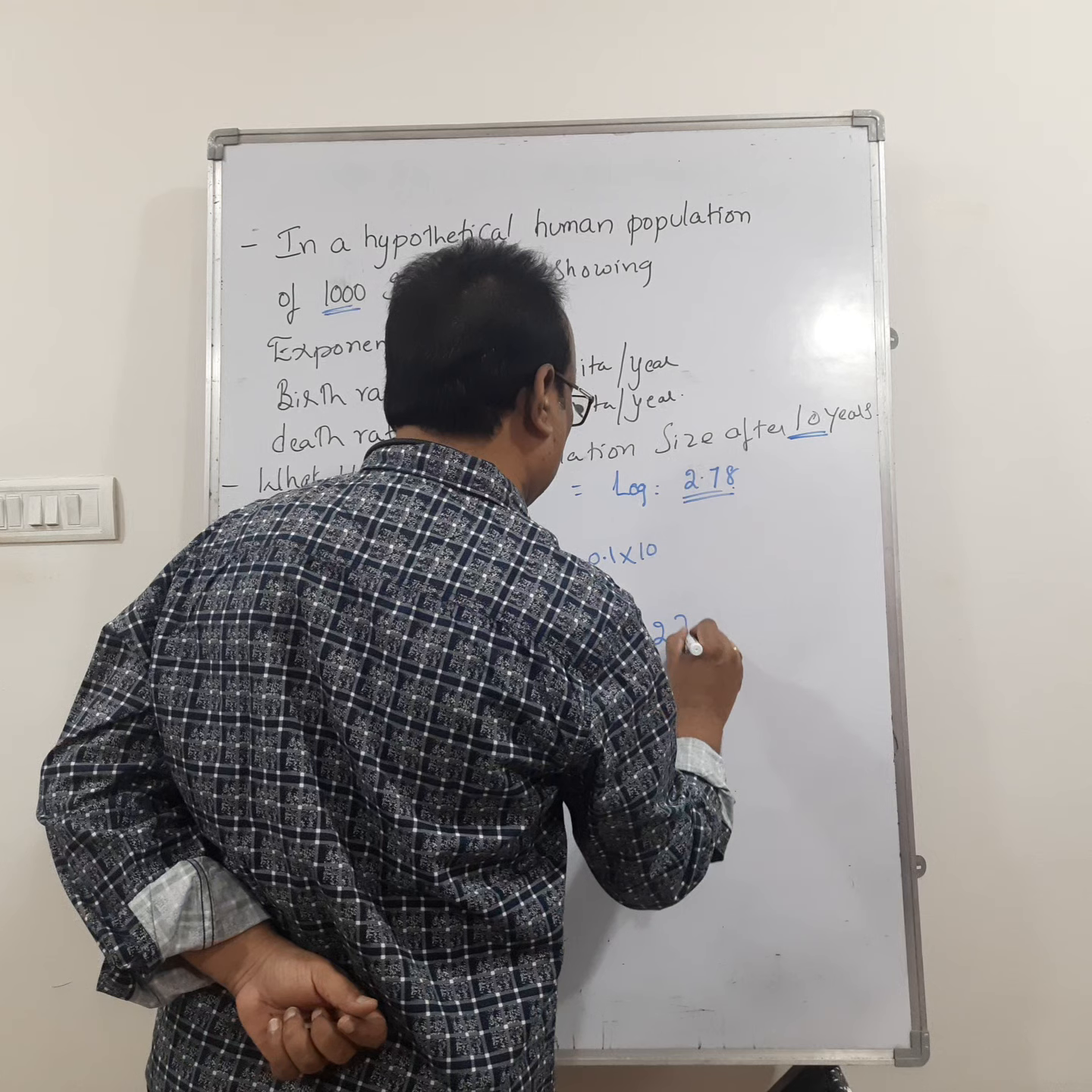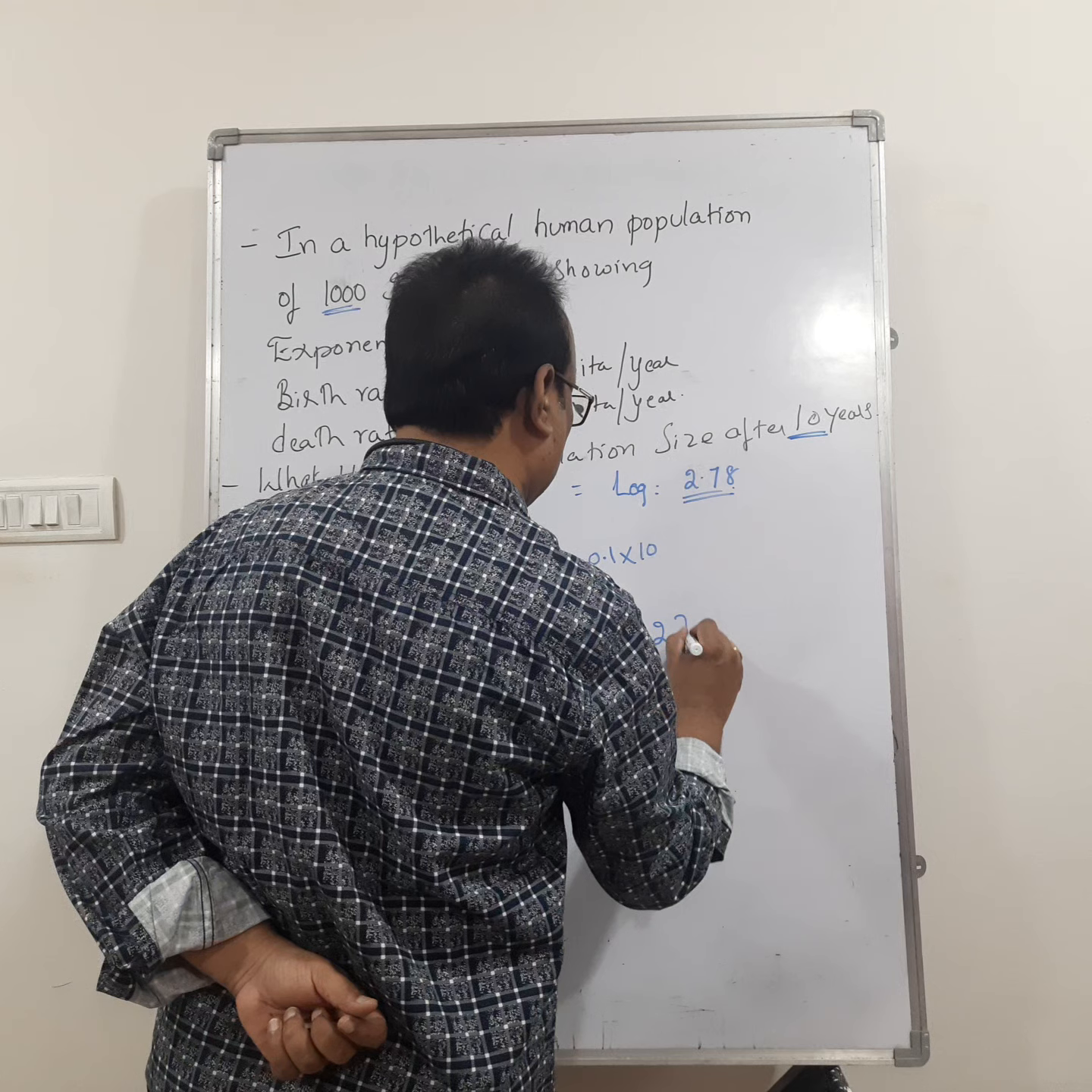Based upon this, we will do one problem now. We have taken a hypothetical population of 1000 individuals which are showing exponential growth. In that, the birth rate is 0.2 per capita per annum and the death rate is 0.1 per capita per annum. They are asking what will be the population size after 10 years.